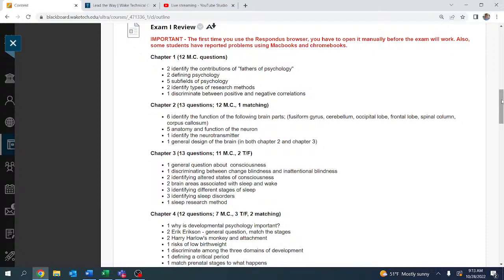So I've got 6 multiple choice questions. And on each of these multiple choice questions, I want you to be able to tell me what each of these brain parts does. Okay?